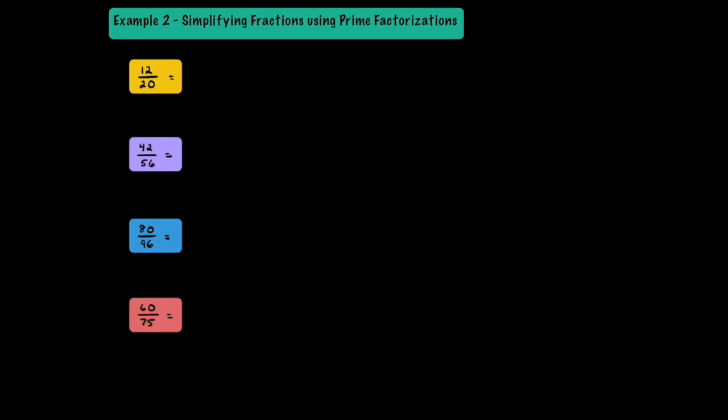In example 2, we're going to practice simplifying fractions using prime factorization. The prime factorization of 12 is going to be 2 times 2 times 3. The prime factorization for 20 is going to be 2 times 2 times 5. After pairing up their common prime factors, we can see that we're left with a 3 and a 5 here. The simplified version of 12/20 is 3/5. The GCF of 4 helped us get that.